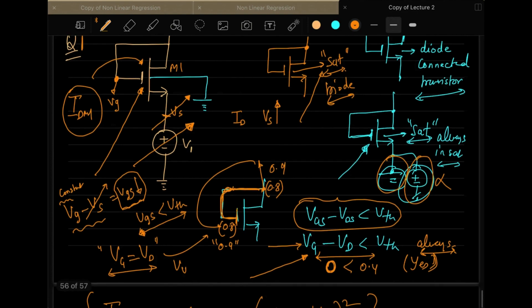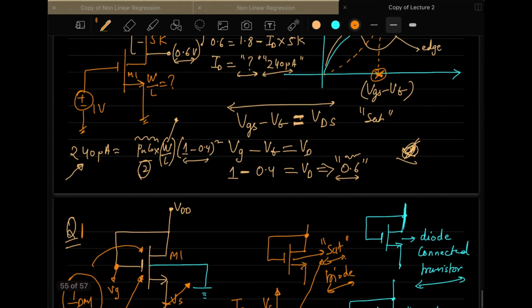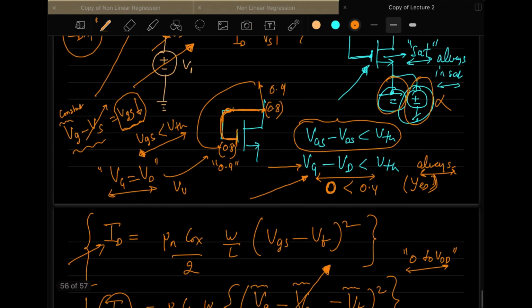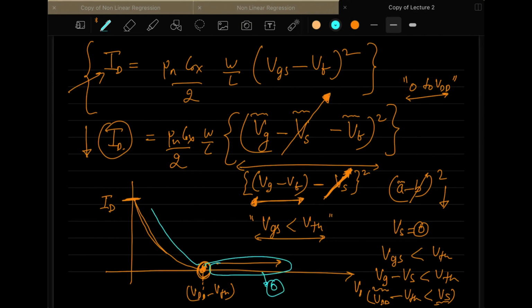So here you can write like this: at this point current will be zero. This is Vg minus Vs less than VTH. And the value of this Vg is VDD because you have connected it to VDD here. So it will be VDD minus VTH. So your Vs has to be greater than VDD minus VTH. If you are greater than this, then the current will be zero in this region. It will be zero here, but here you will have current.